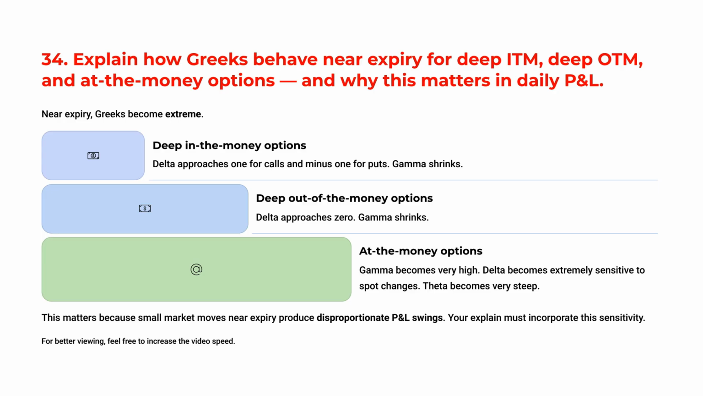Gamma shrinks. At-the-money options, gamma becomes very high. Delta becomes extremely sensitive to spot changes. Theta becomes very steep. This matters because small market moves near expiry produce disproportionate P&L swings. Your explain must incorporate this sensitivity.